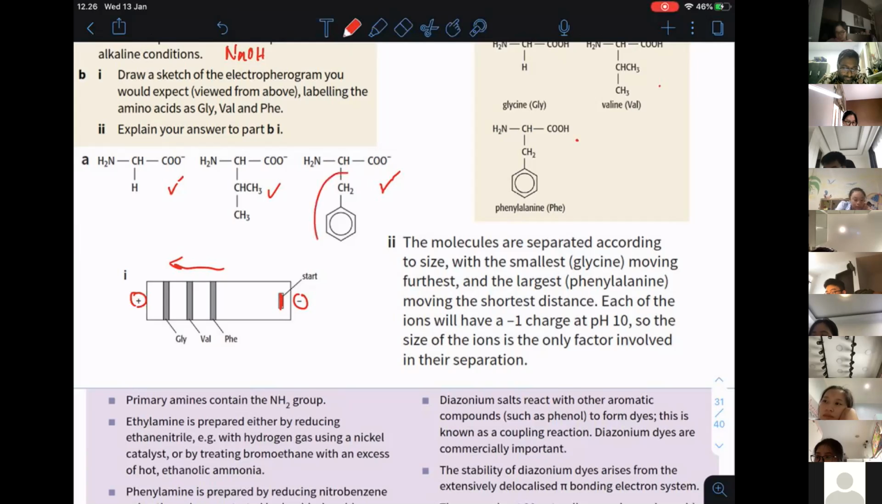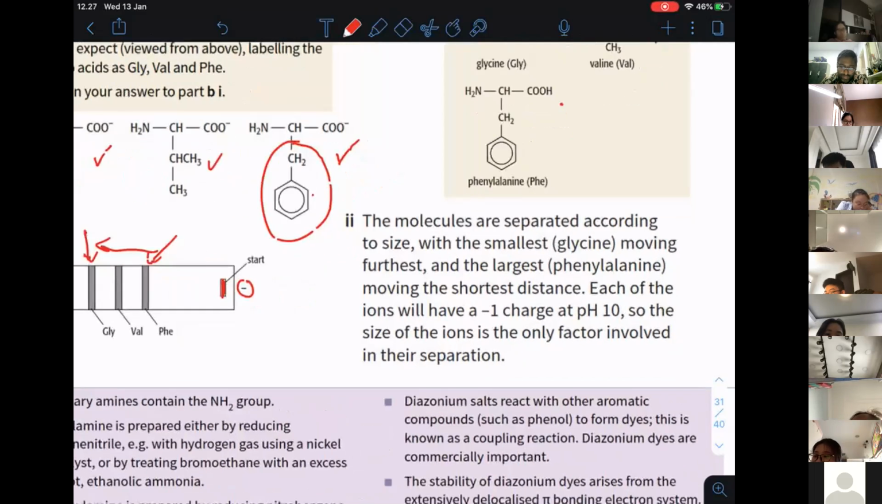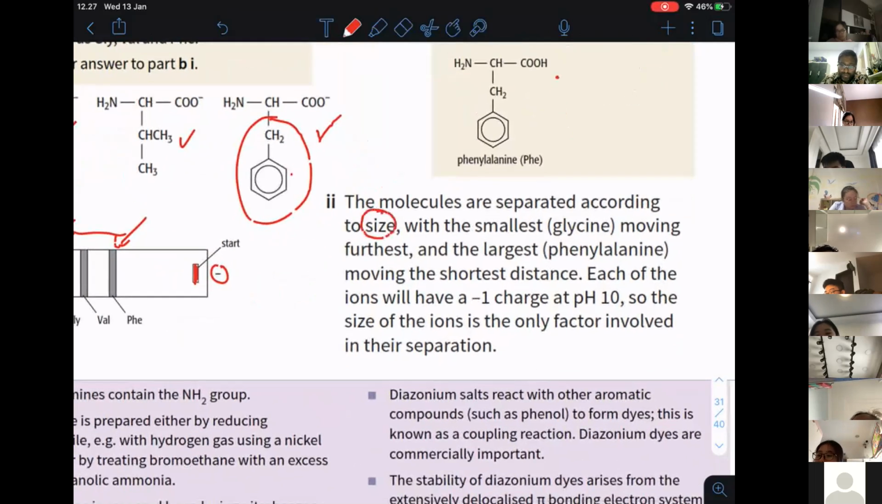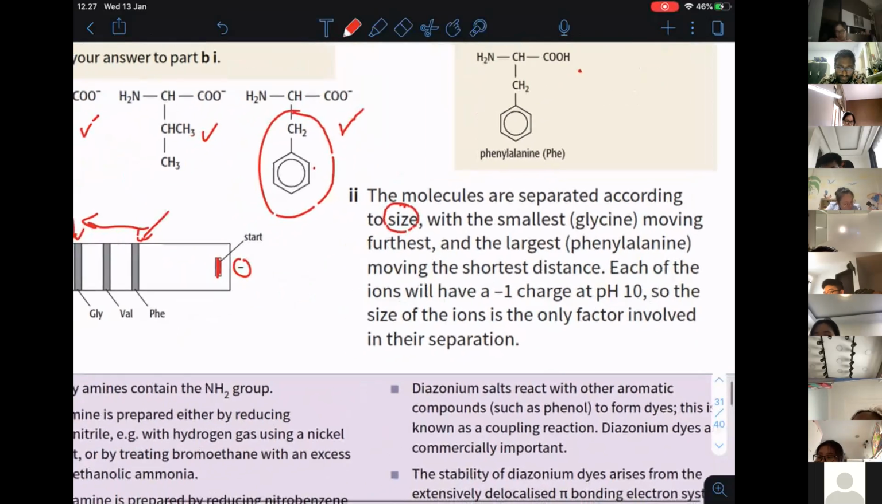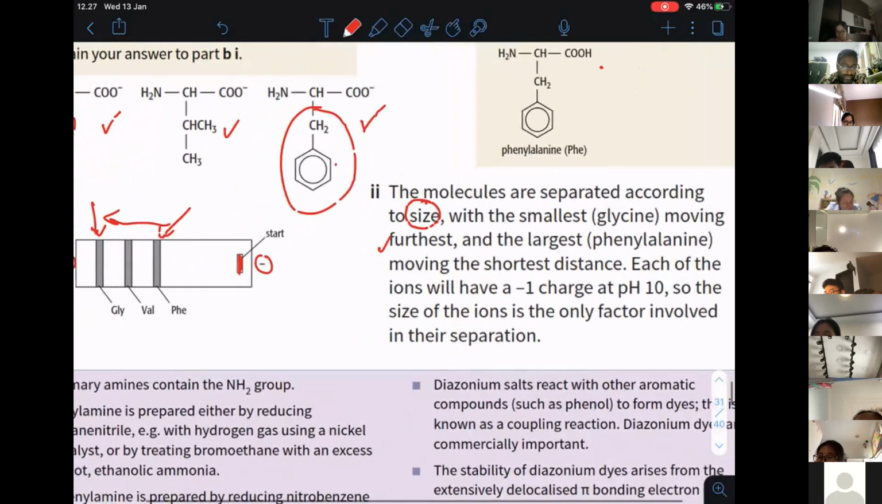We know that this is very big, C6, so it's going to be very big. So this one will come over here. This is the smallest, so they will come over here. So when they explain, they are separated according to the size. So the smallest is going to be moving further, closer to the positive terminal, and then the phenylalanine is going to move the shortest distance.